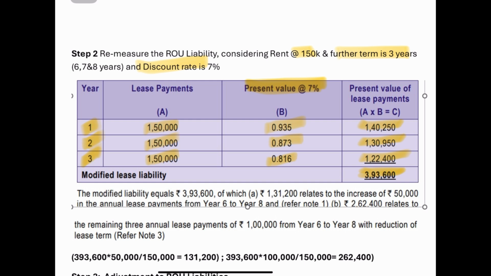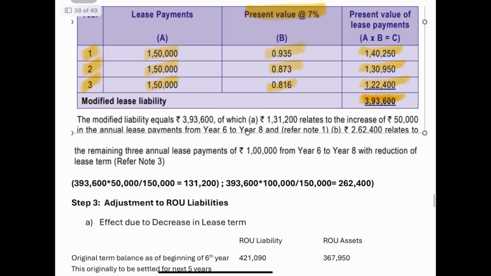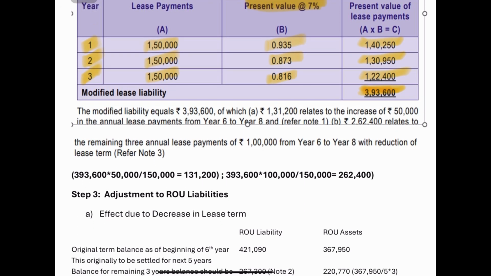The rent to be paid for 6, 7 and 8 years totals 450,000. The present value is 393,600. Okay, so 393,600 should be your opening revised lease asset and lease liability at the beginning of year 6. Probably this 393,600 you can allocate for 50,000, that's the addition you have to pay, and for 100,000 that's the existing one. So out of 393,600, 131,200 is from the increase in lease rental, and 262,400 is the base lease rental as per the original term.